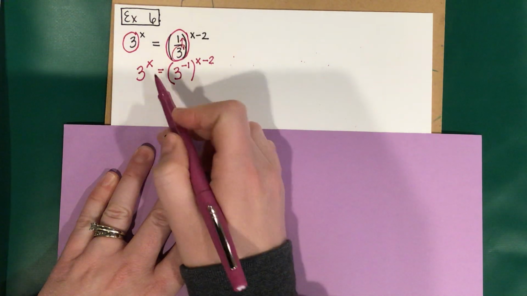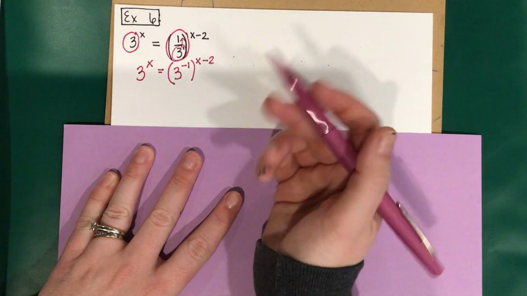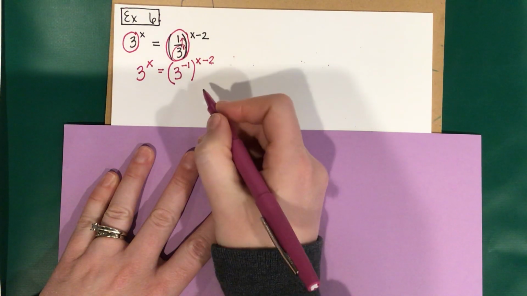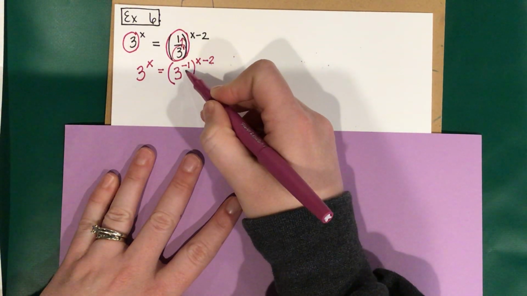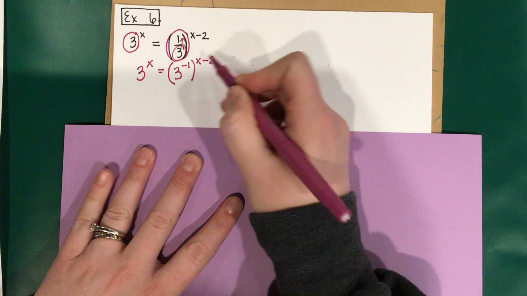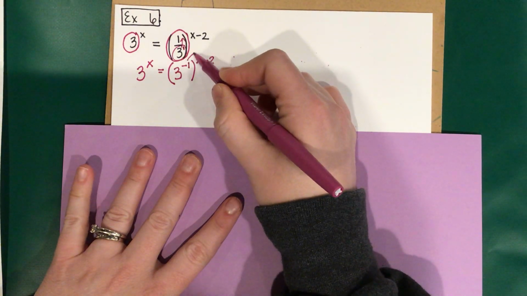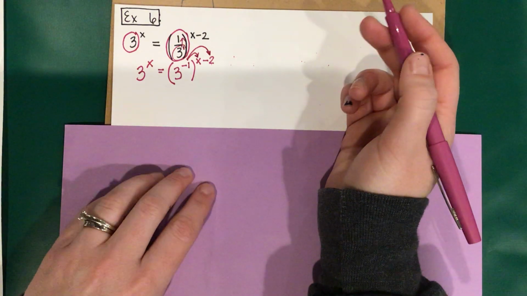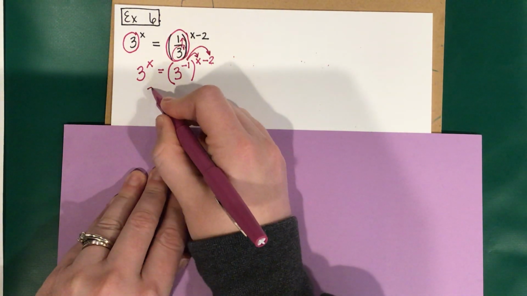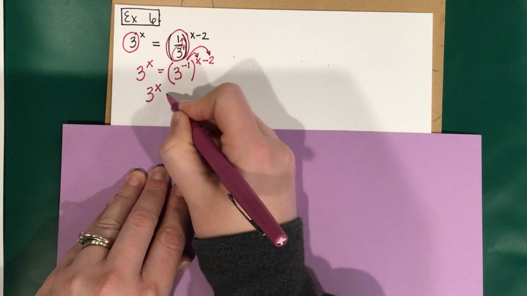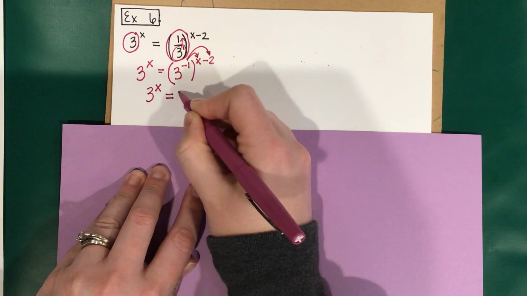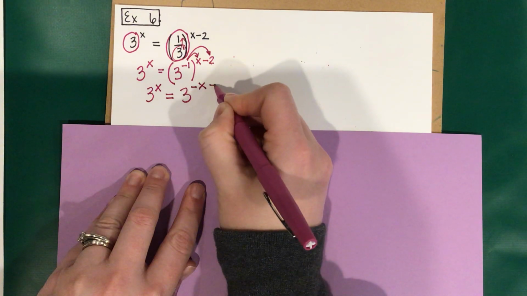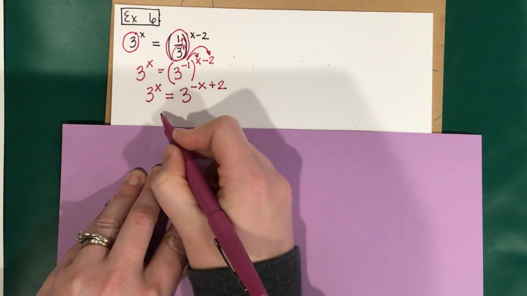So I'm getting closer to the property that I want, so that I'm showing a base raised to a power equals the same base raised to another power. But here, I've got this negative 1 and the x minus 2 here. So before I can do that, what I'm going to do is to distribute that negative 1. So now I'm left with 3 to the x equals 3 to the negative x plus 2.